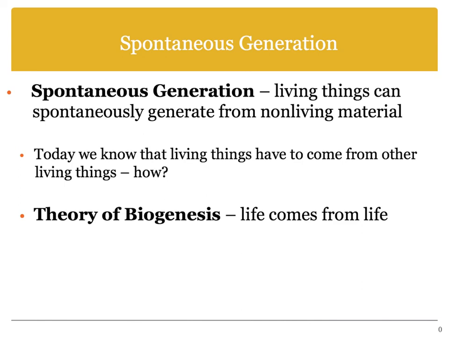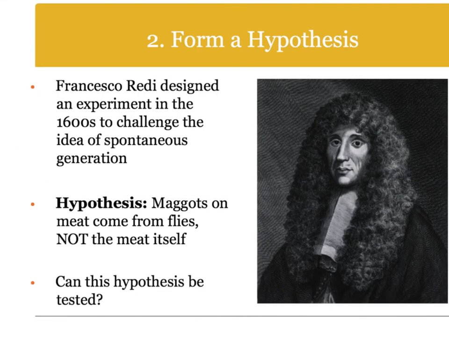So Francesco Redi is a scientist that started to question the idea of spontaneous generation, so he decided to design an experiment. So let me go ahead and advance the slide so you can see what he looked like. So he designed an experiment to test his hypothesis, basically that maggots come from flies. They don't just appear from meat itself.